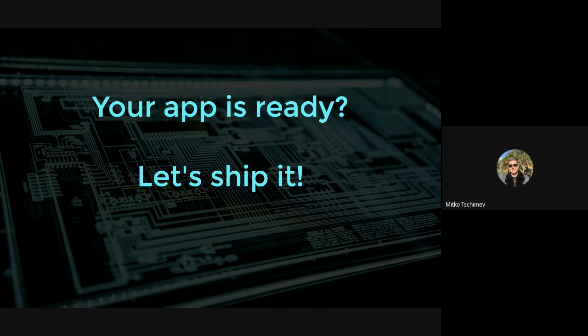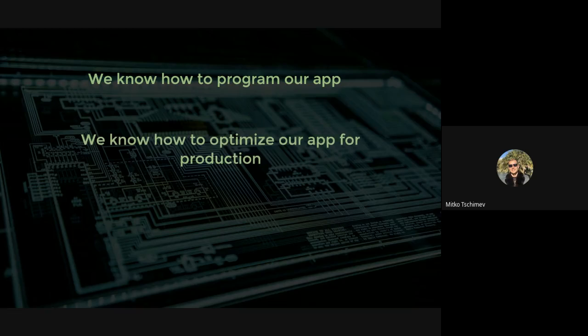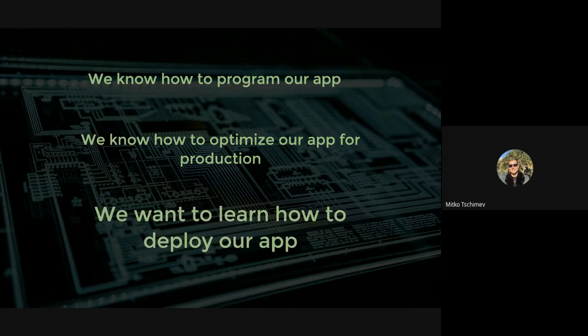The third talk is about when your app is ready and you want to ship it. This means we learned in the first talk how to program our app. The second talk was about how to optimize the app for production, but there's one part missing. We have the application, but so that someone can see and use it, of course, we have to deploy it somewhere. So what we will do now is learn how to deploy our app.